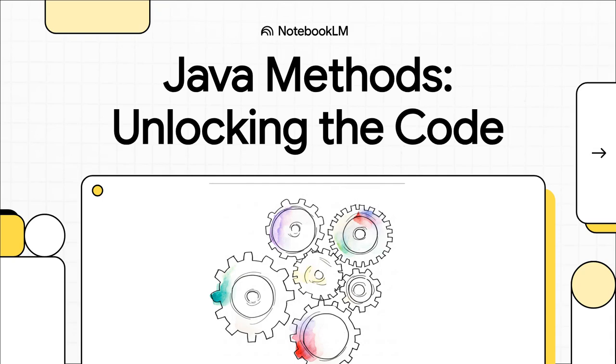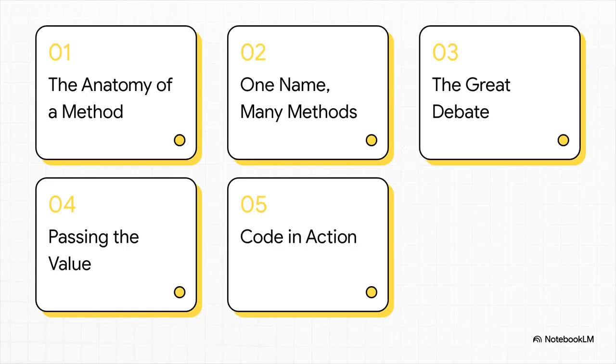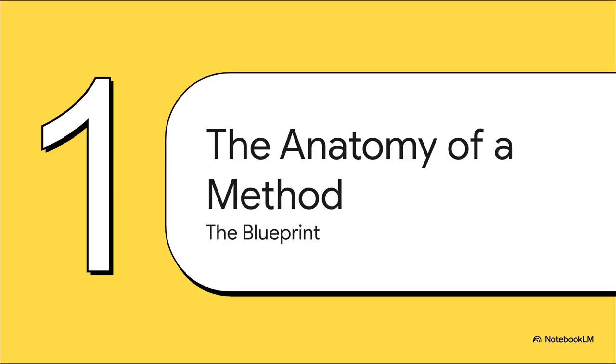Welcome to the Explainer. Today, we are diving deep into one of the most fundamental, most important building blocks of Java, the method. So here's what's on the agenda. We're going to start with the basic anatomy of a method, then see how one name can actually do many different things. After that, we are going to settle a huge, classic Java debate. And finally, we'll look at some code to see it all in action. All right, let's get right into it.